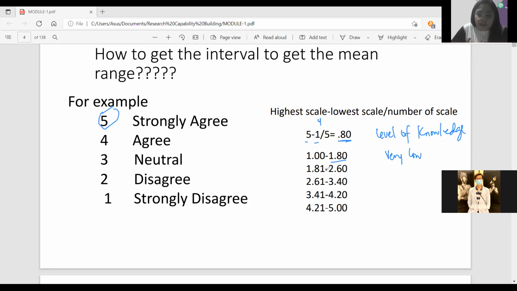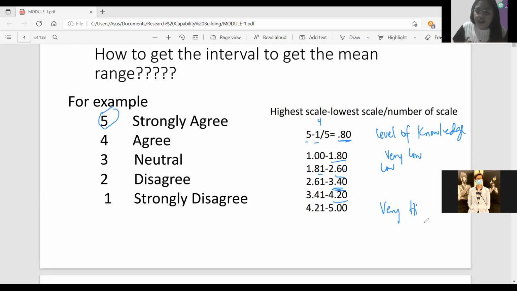And then after 1.80, you will start with 1.81 plus 0.80 again. So that's 2.60. This is low. Just keep adding. 2.60 plus 0.80, so here you end again at 3.40. 3.40 plus 0.80. So starting from 3.41, you end at 4.20.